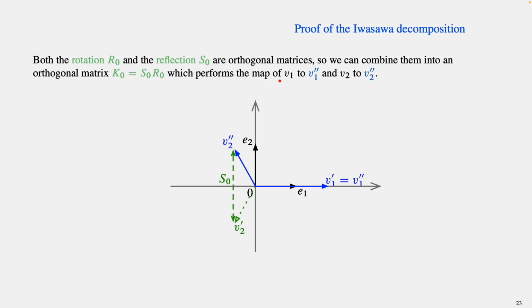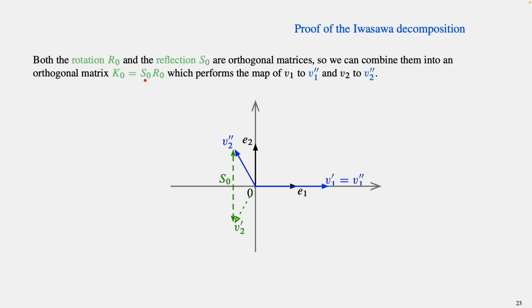And this K0 performs the map of the vector v1, the original image of e1 under the map T, to v1 prime prime, and the map of v2 to v2 prime prime. Okay, so we've taken the two images, v1, v2, of the two canonical basis vectors under the map T, and by applying this orthogonal matrix to them, we get these vectors v1 prime prime and v2 prime prime.